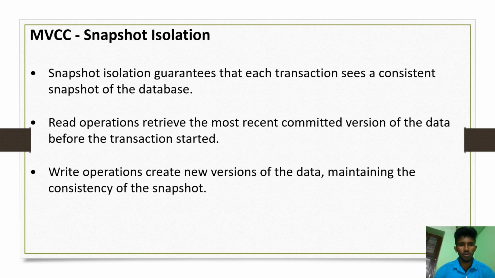Next one is MVCC for snapshot isolation. MVCC stands for multi-version concurrency control, and snapshot isolation guarantees that each transaction sees a consistent snapshot of the database. Read operations retrieve the most recent committed versions of the data before the transaction started, and write operations create new versions of the data to maintain the consistency of the database according to the snapshot.